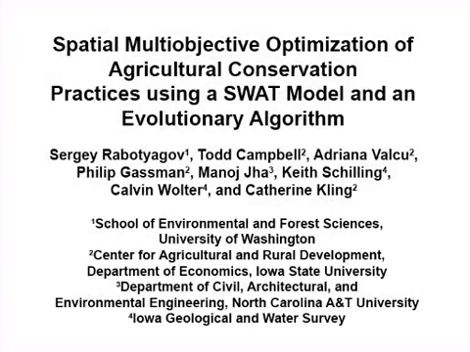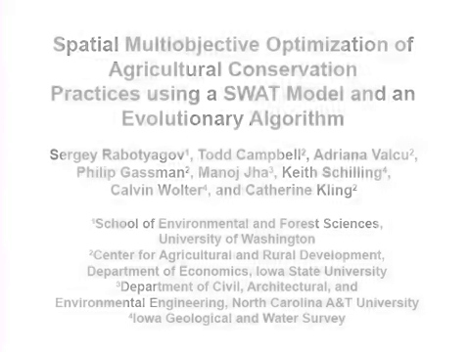The overall goal of the following experiment is to demonstrate the method for multi-objective optimization of conservation practices in a watershed using a simulation optimization system involving the watershed process model and an evolutionary algorithm.